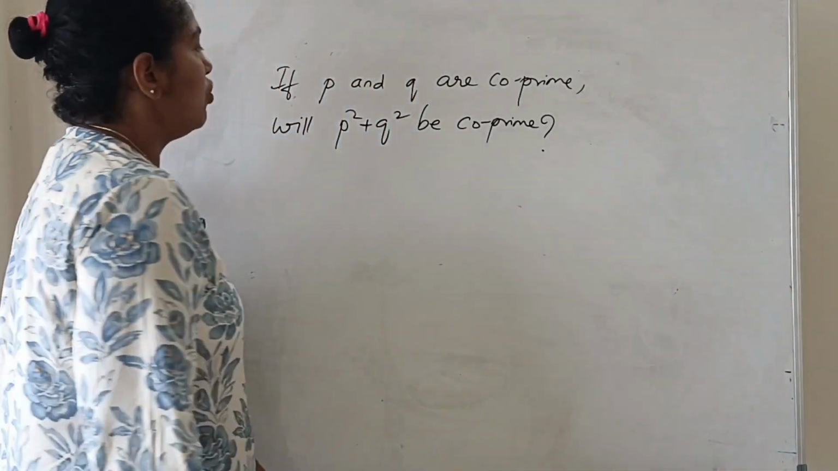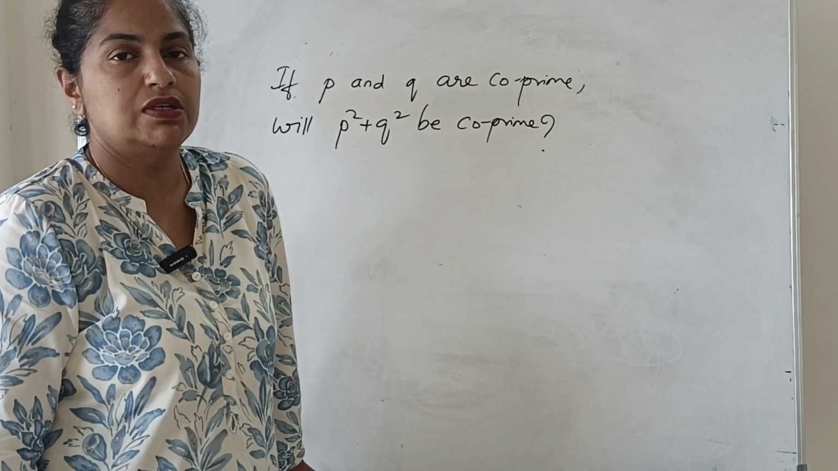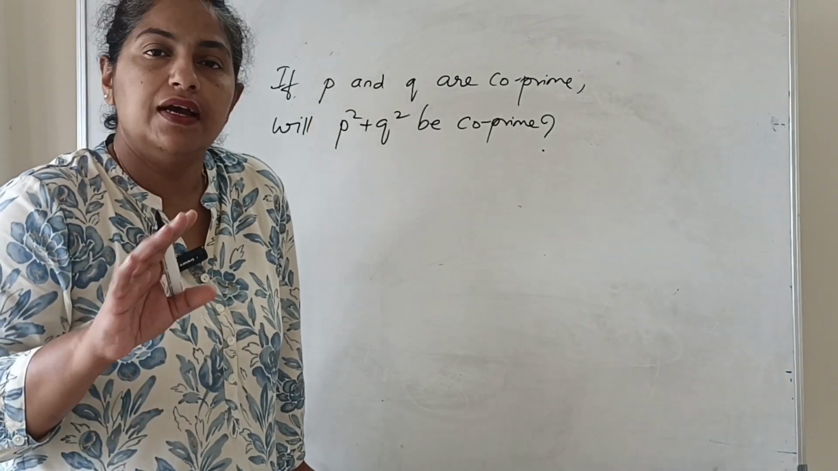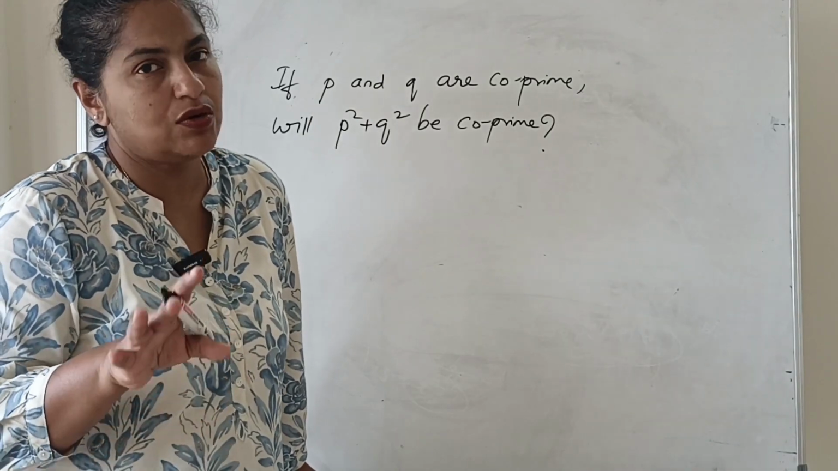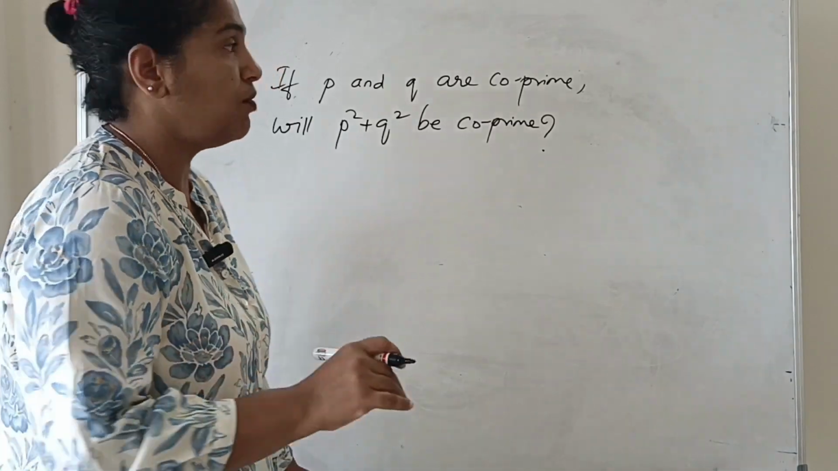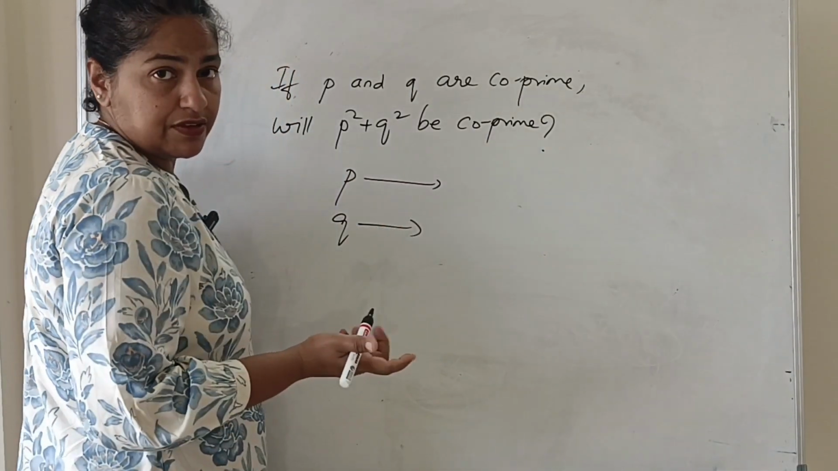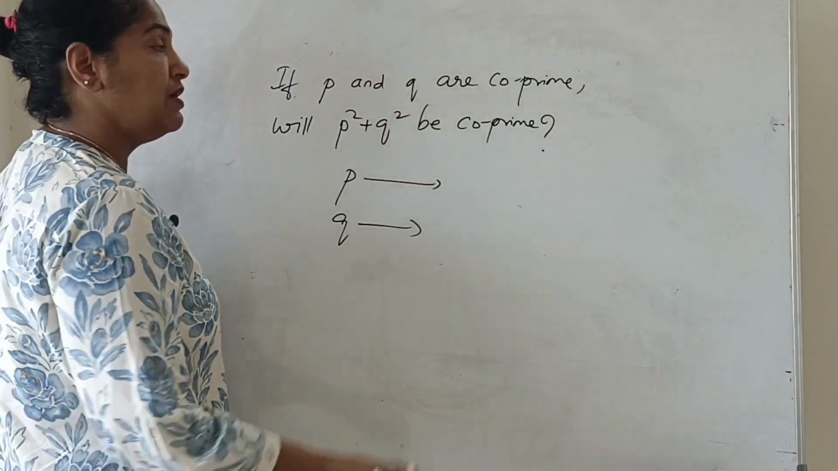If p and q are co-prime, will p square plus q square be co-prime? What are co-prime numbers? Co-prime numbers are those numbers that do not share a common factor. So, their only common factor is 1. Their factors do not have anything in common. So, p has a certain set of factors, q has a certain set of factors. Nothing is common between them.